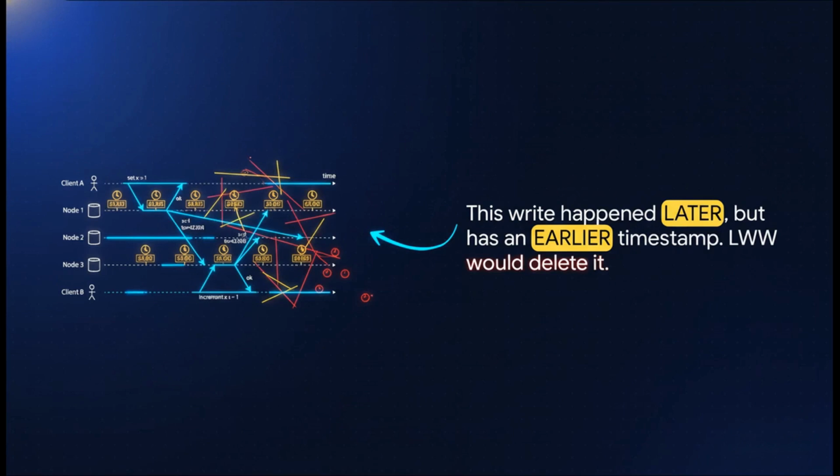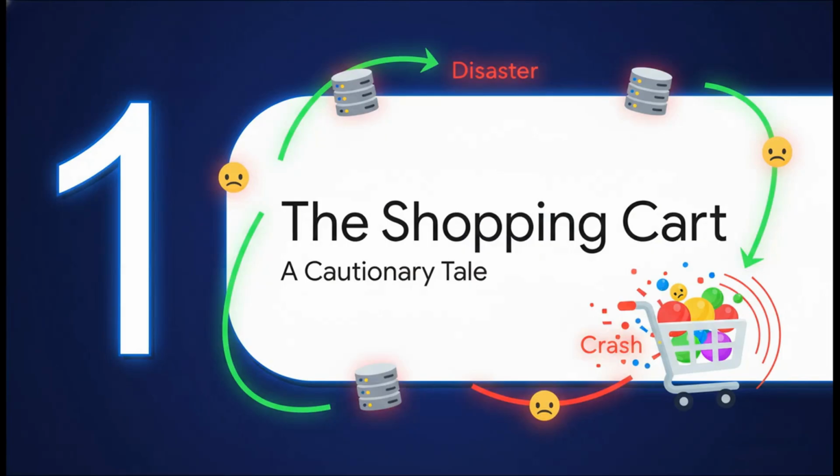Why? Because node 3's clock is just a little bit behind node 1's. So when node 2 gets both of these updates, it looks at the timestamps and says, well, 42.004 is newer than 42.003. And poof, it throws away the x equals 2 update. Client B's action is silently deleted. Gone. This whole strategy is called last write wins, or LWW, and it is an absolute footgun.